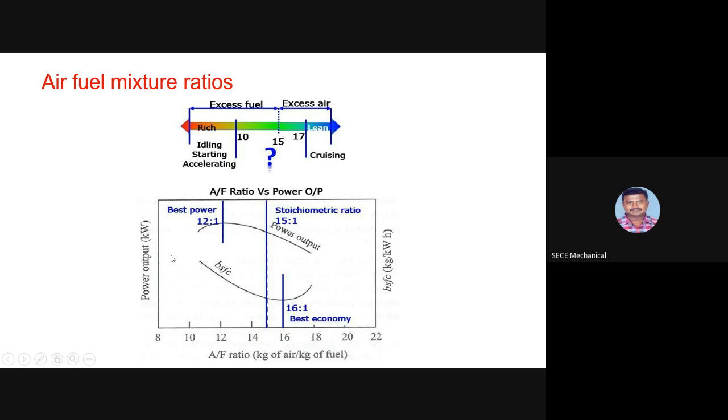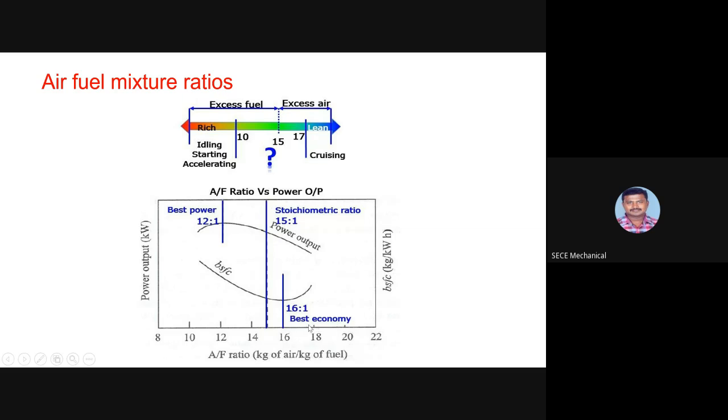Okay, and this is a simple diagram which explains the air fuel ratio, the amount of kg of air and the kg of fuel. Okay, and this is the power output, and this is the specific fuel consumption. And the best power, we will get at 12 to 1, the stoichiometric ratio is 15 to 1, and 16 to 1 is the best economy.